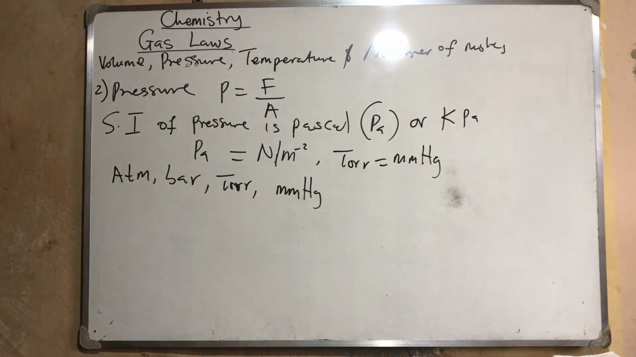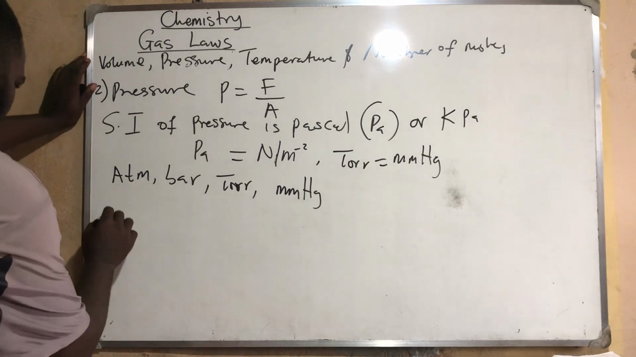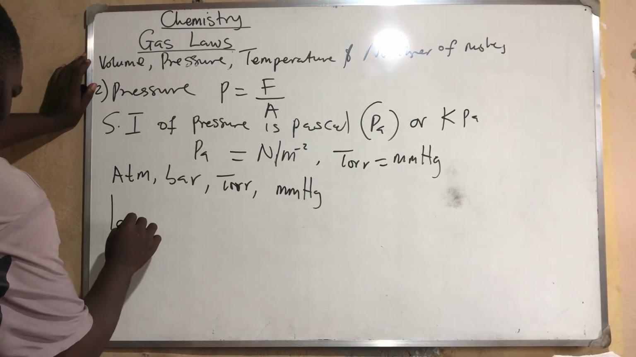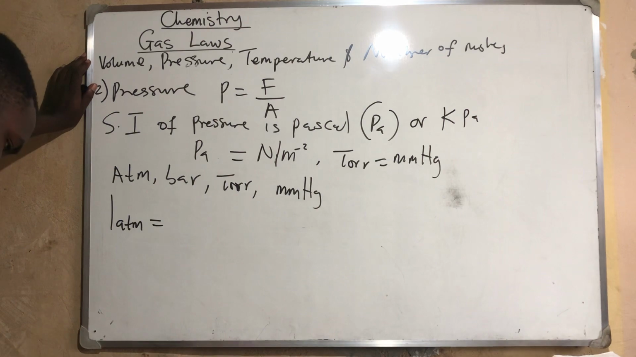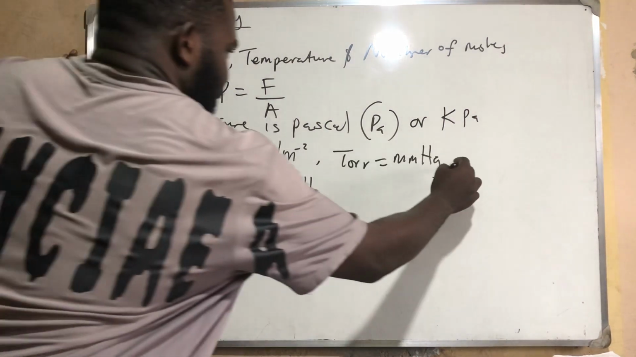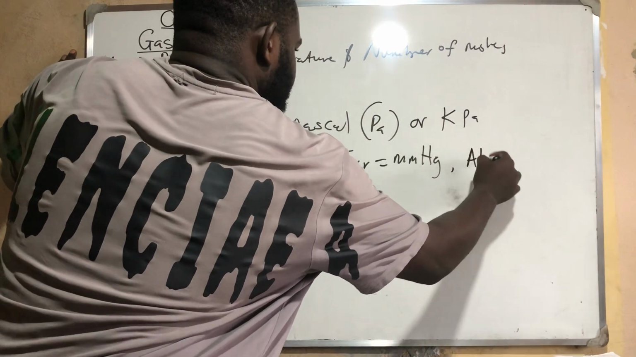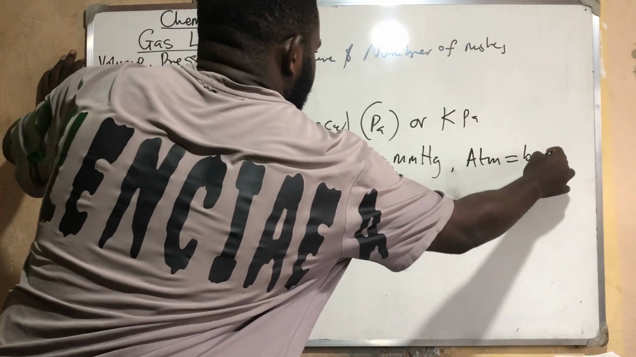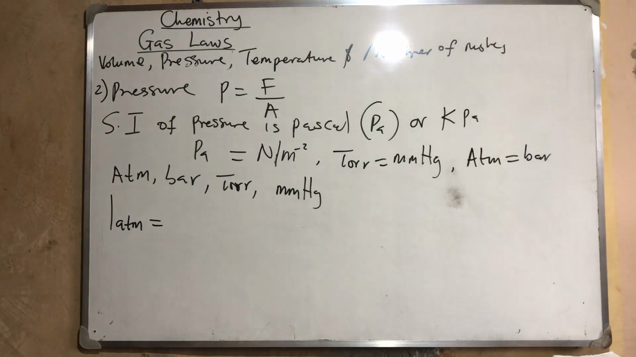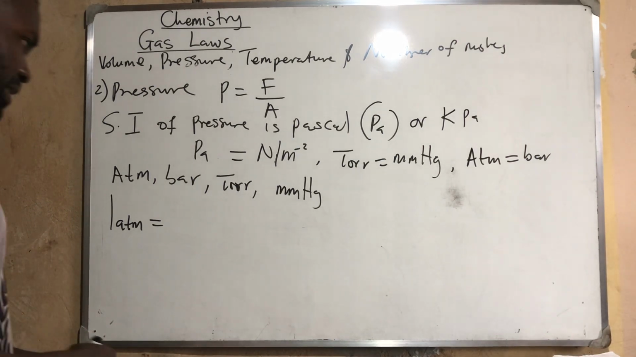Millimeter mercury. So we need to know that one ATM is the same thing as bar. Whenever you hear bar, it's the same thing as ATM. Whenever you hear torr, it's the same thing as millimeter mercury. If you hear Pascal, it's the same thing as what? Newton per meter square.